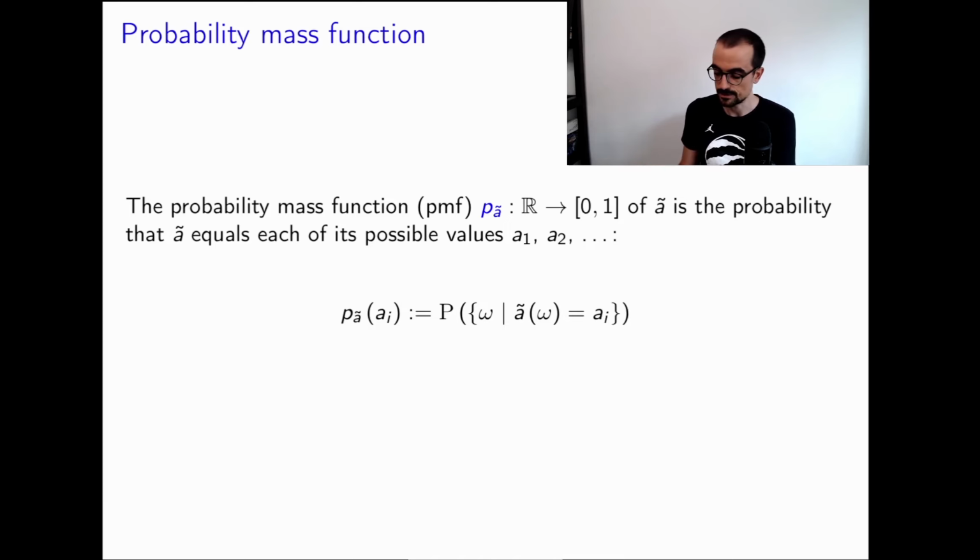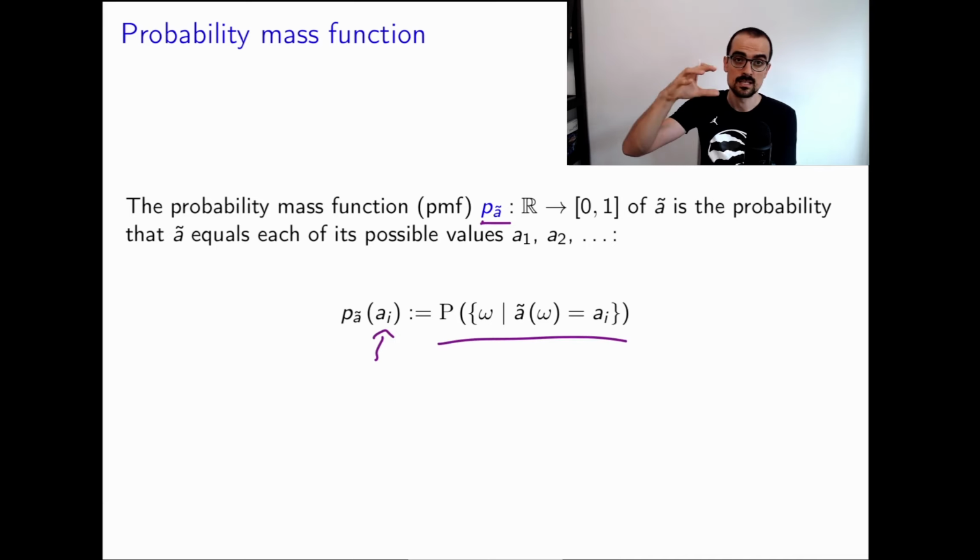The probability mass function, P of A, of a discrete random variable A is the probability that A equals each of its possible values. So we plug in the value. For example, what is the probability that the die roll is equal to 6? And we get the probability of that event. That is an event, right? And I'm going to show you a picture in a moment. You have to see that the event is basically the set of all outcomes that map to that particular value. And then the probability measure will tell you what's the probability of that event.